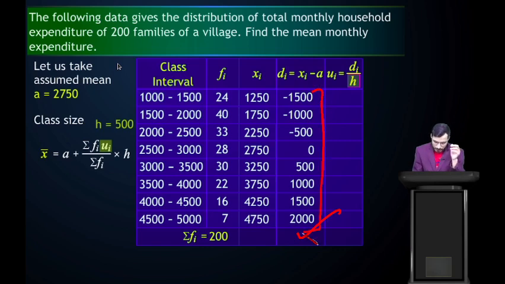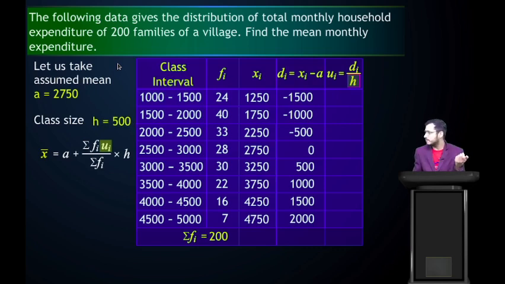Okay, the values are quite large: 1500, 1000, 500, and you can see the common factor here. So we divide, we can find u here. u is equal to di by h, and h is class size. So you can see the class size here. How can we find class size? Yes, correct. Class size is equal to upper limit minus lower limit. So you can see that is 500 here. So we divide column D by h, that is 500.